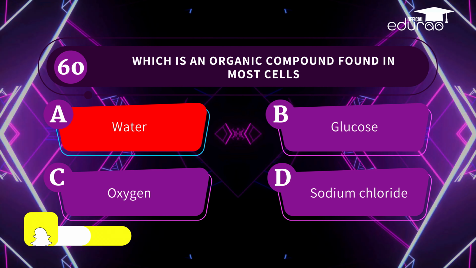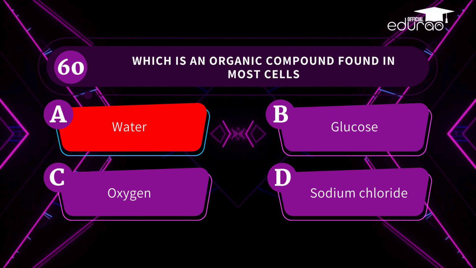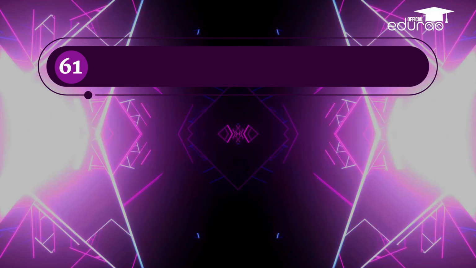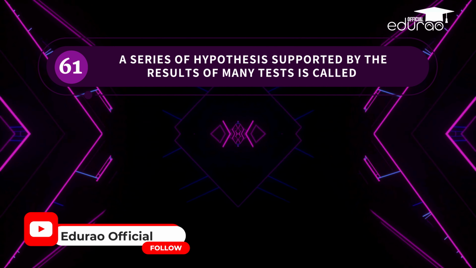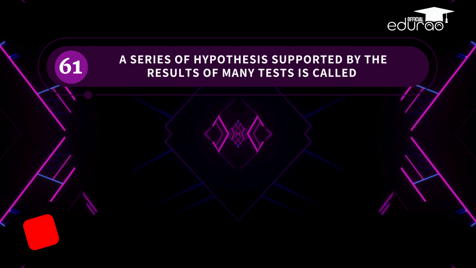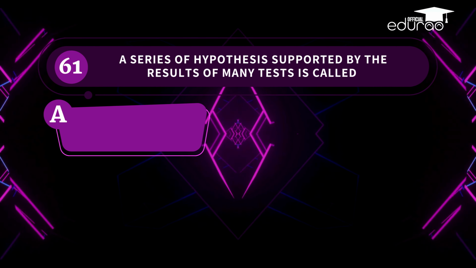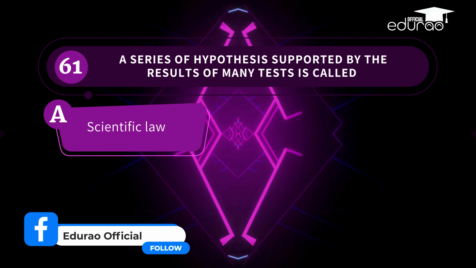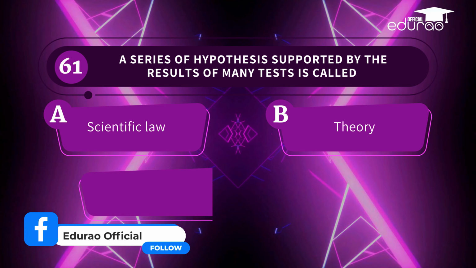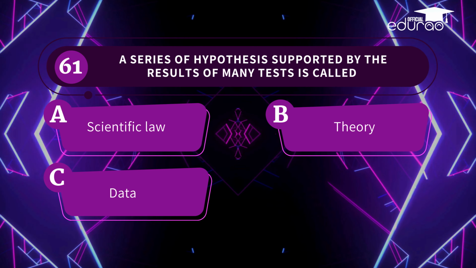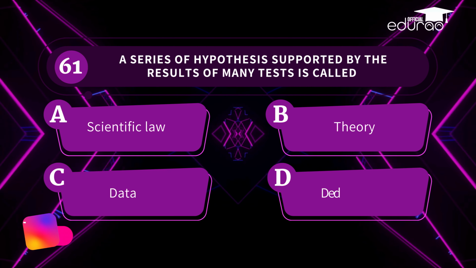I agree, you're correct. The correct answer is water. Question 61. A series of hypotheses supported by the results of many tests is called A. Scientific law. B. Theory. C. Data. D. Deduction.